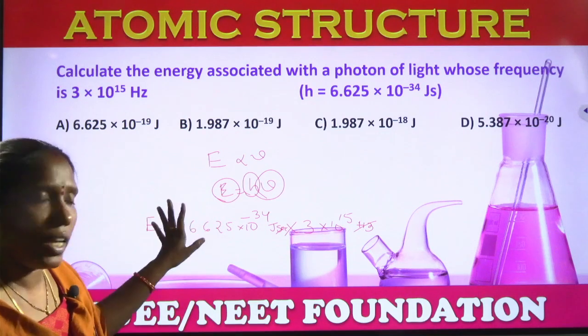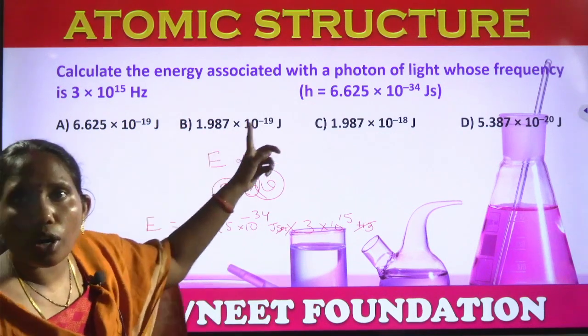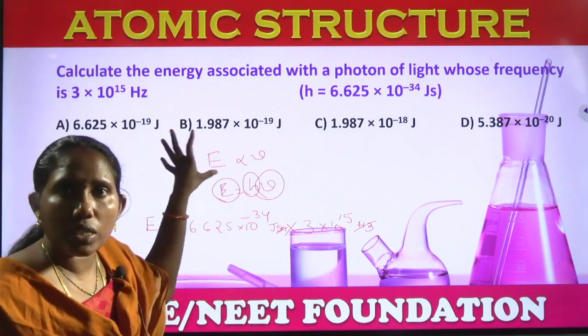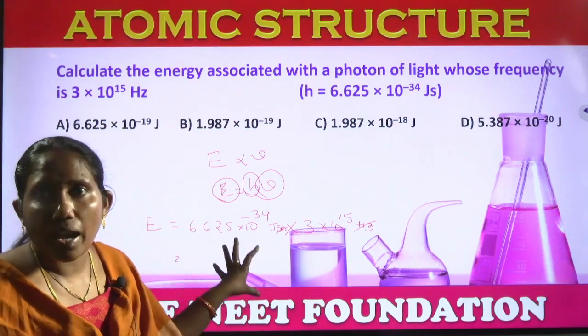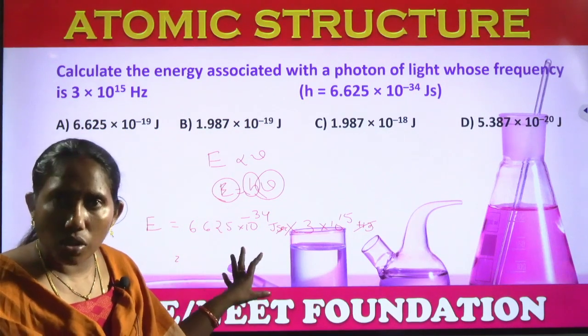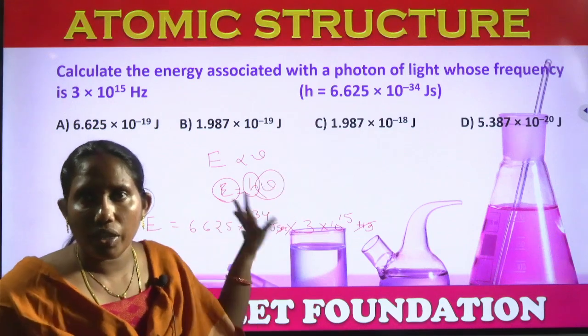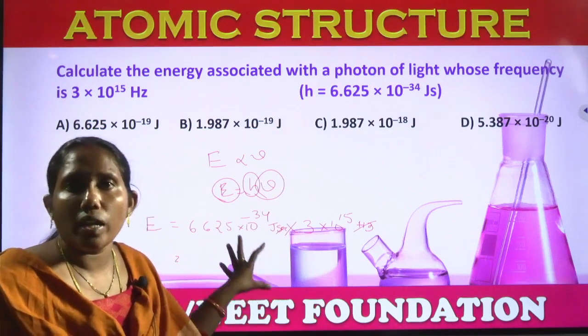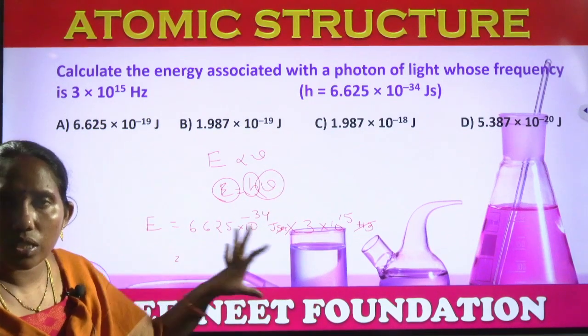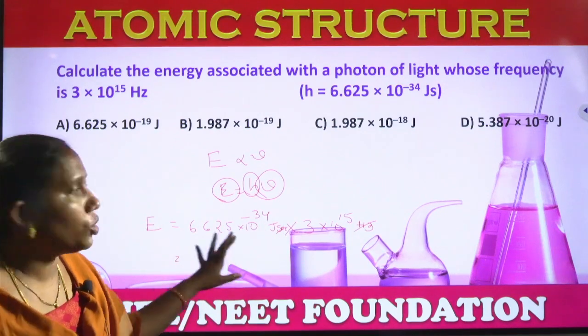Why have I taken the h value in joules? In the given options, the answer is in joules. That's why I have taken the h value in joules. If the options were given in ergs, then you have to take the h value in ergs. This is the way to do the problem, right?